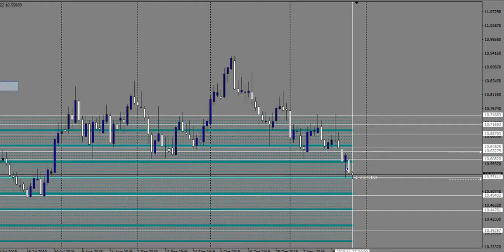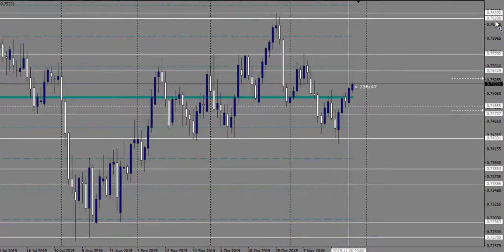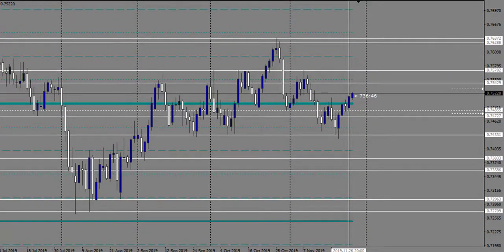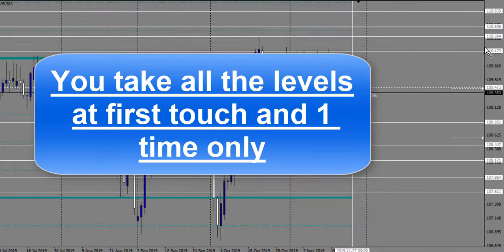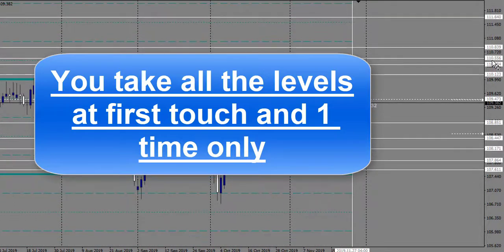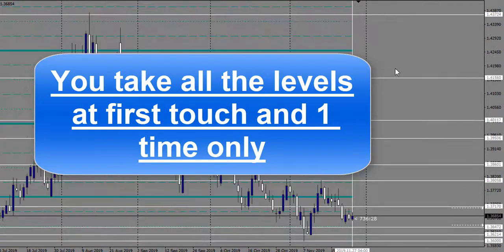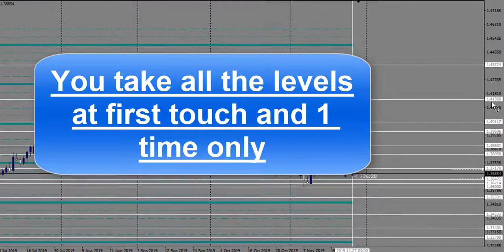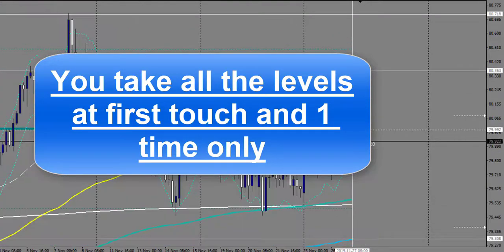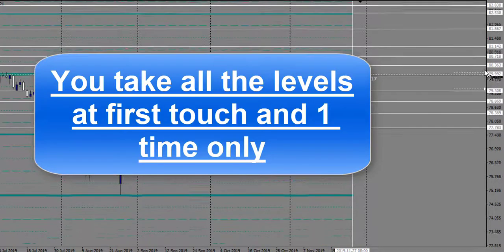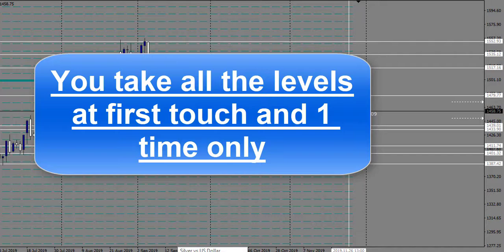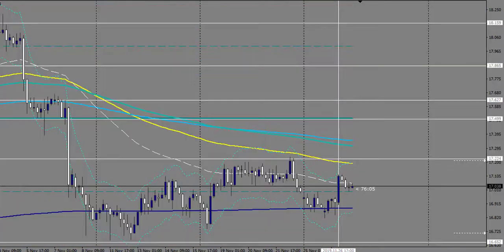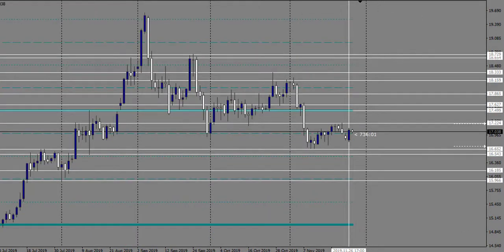Now let's look at CAD, CHF, Singapore and metal pairs. So CAD CHF, CAD JPY, you don't care about the dotted line, huh? CHF JPY, CHF Singapore, Singapore JPY, Gold, Silver, Silver Euro.